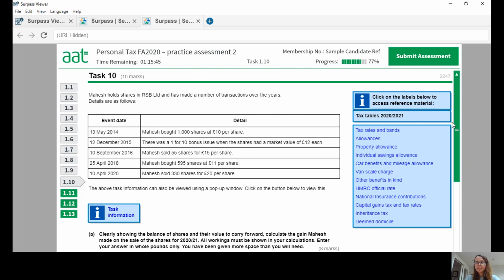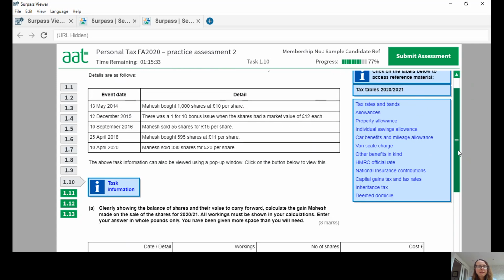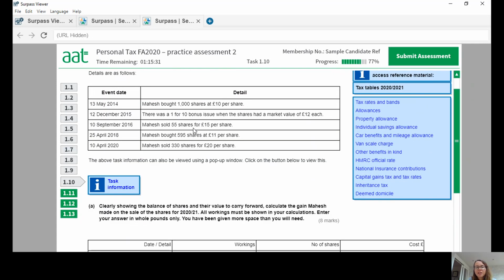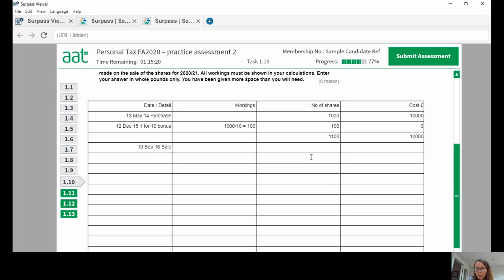Right, 10th of September 16 coming up next. We've got a sale. A previous sale, 55 shares for £15 per share. Again, do not fall into the trap of worrying about that £15. We're selling 55 shares from our share pool.